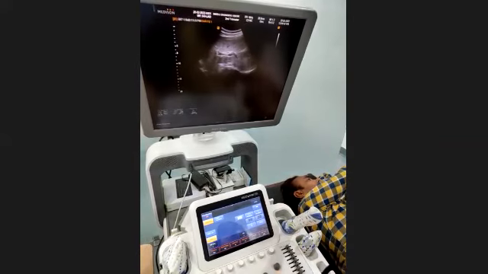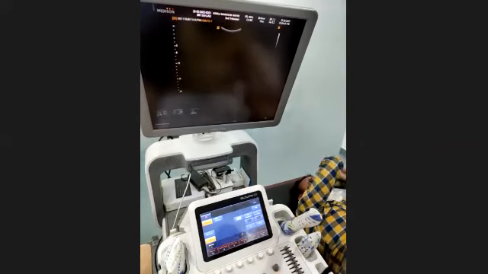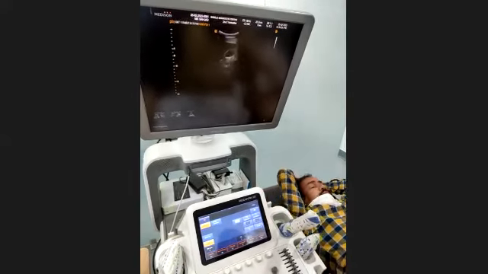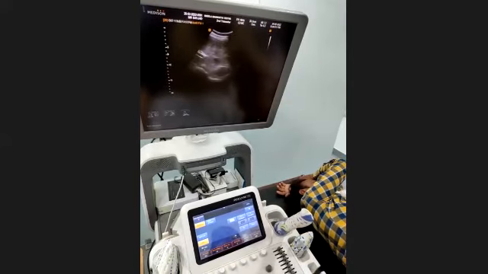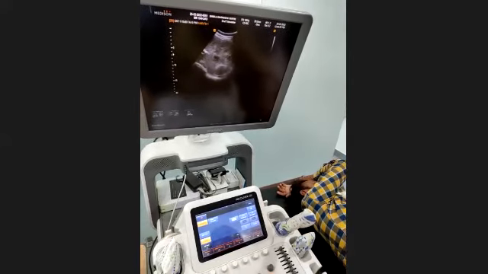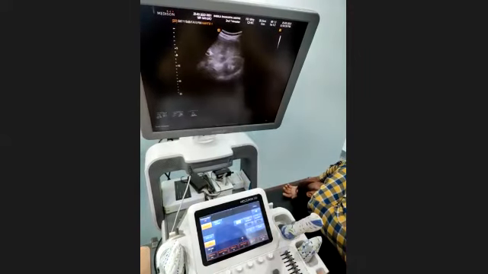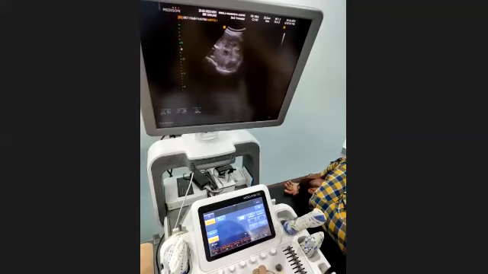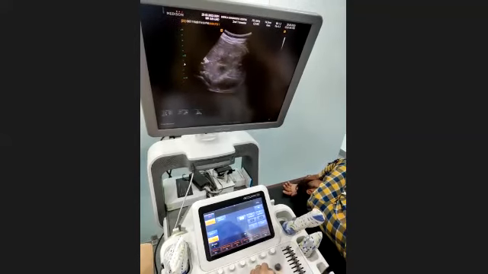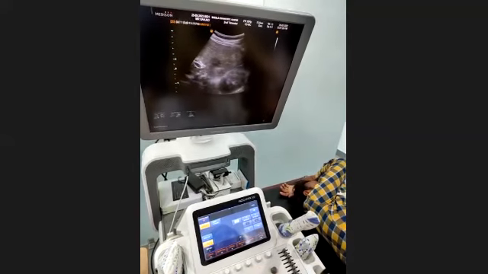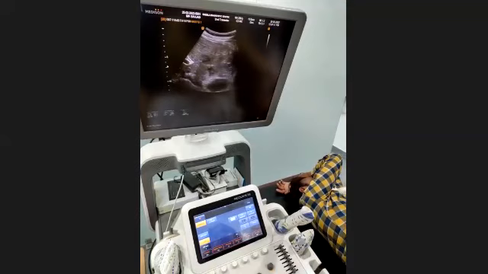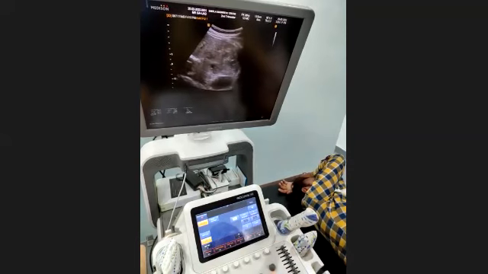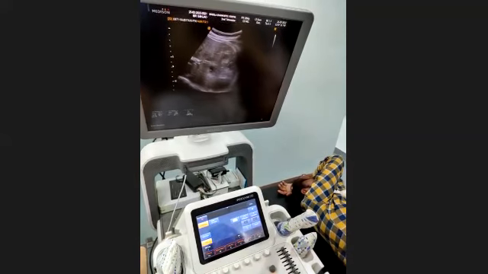Now show me the suspected area. No, let the patient be in the decubitus position. Sir, these areas. Decrease the depth, you are increasing. Decrease more. Sir, these areas. I can see. So there are multiple areas of altered echotexture with irregular borders.